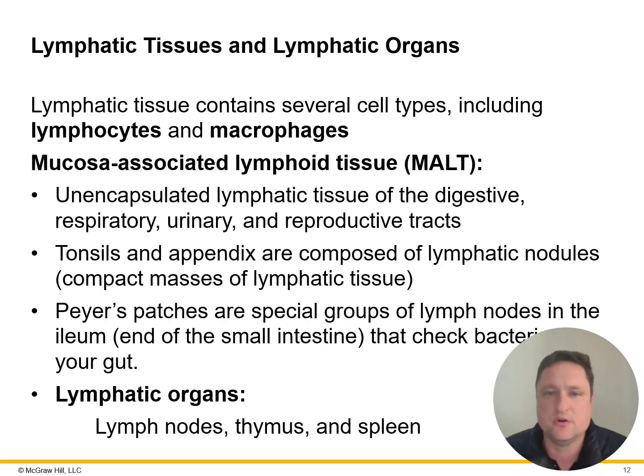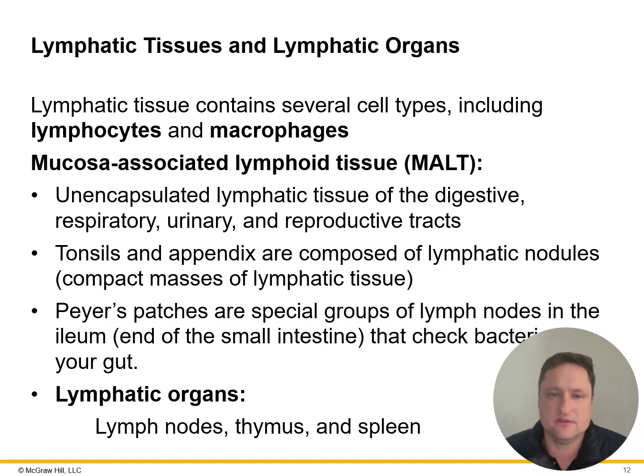So this is where exposure to pathogens is consistent. It's constant. Tonsils and the appendix are examples of rich lymphatic nodules, which are nodules just compact cell clusters. In the ileum, Peyer's patches form group nodules that monitor gut bacteria.